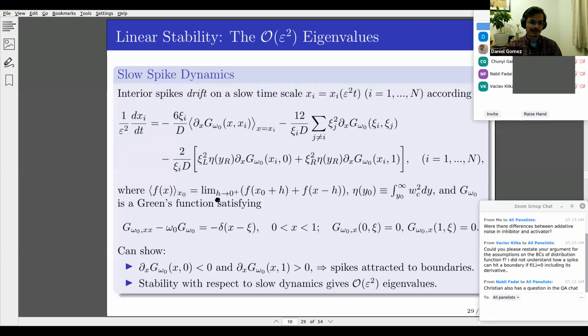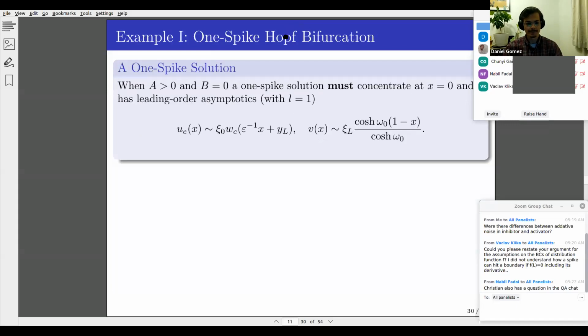I'll comment very briefly that the spikes also drift, as we saw in Chunia's talk. The effect of having this activator flux is that it's an extra forcing term that drives the spikes to the boundaries. And the stability with respect to the dynamics leads to another class of instabilities, and these correspond to order epsilon squared eigenvalues. Basically, these are instabilities that occur over a very long time span.